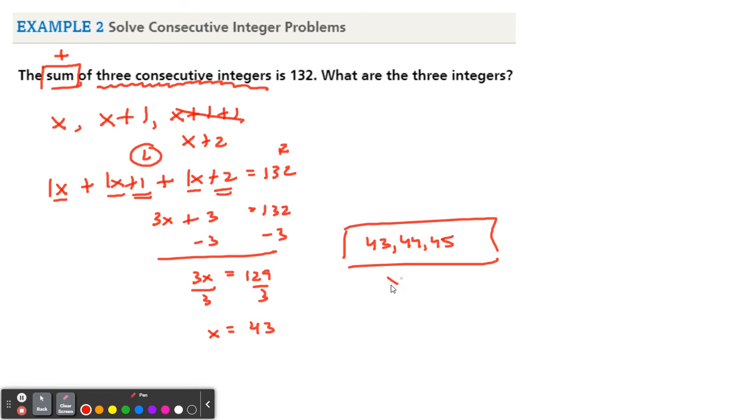And again, if you do a quick check, right, 43 and 44 is 87. Add that to 45, that is going to be 132. Quick check. We're good. All right, nice. Okay, I got one more question before our break.